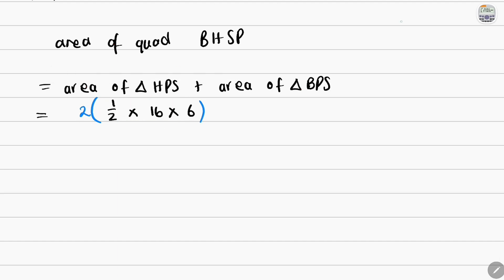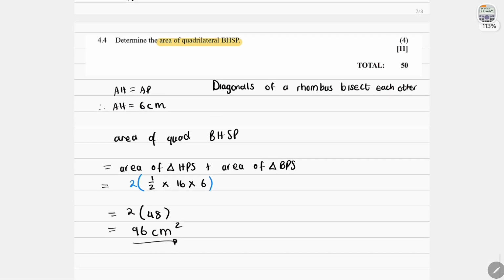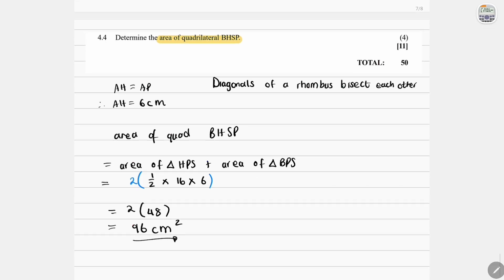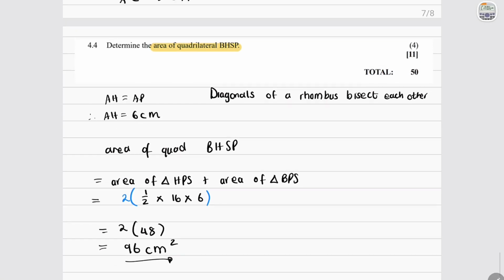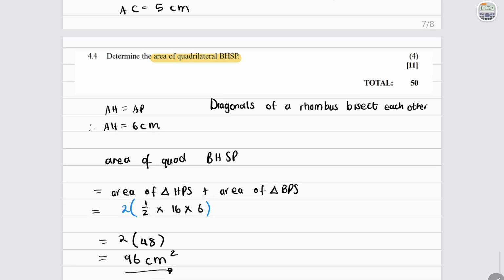So 2 times all of this, which is equal to, and we have 2. So then a half times 16 is 8. 8 times 6 is 48. And then 48 times 2 is 96. So 96 centimeters squared is our area. And that is the area of that quad. And that is it for question 4. So that is the last question for this paper. And that is it for this paper.